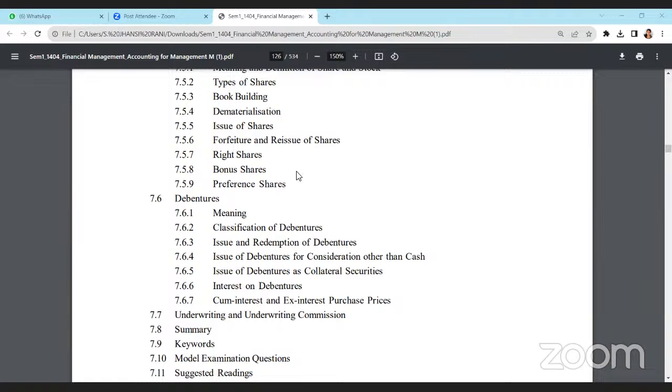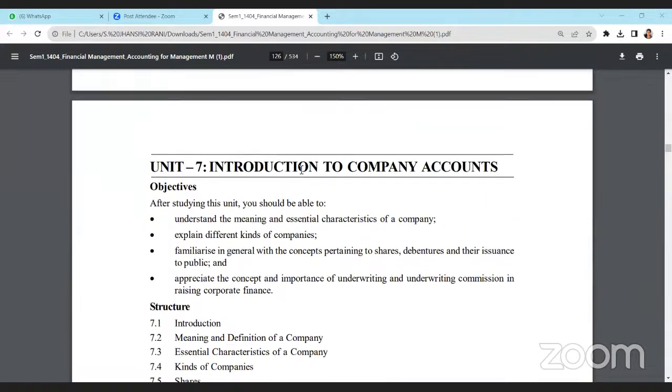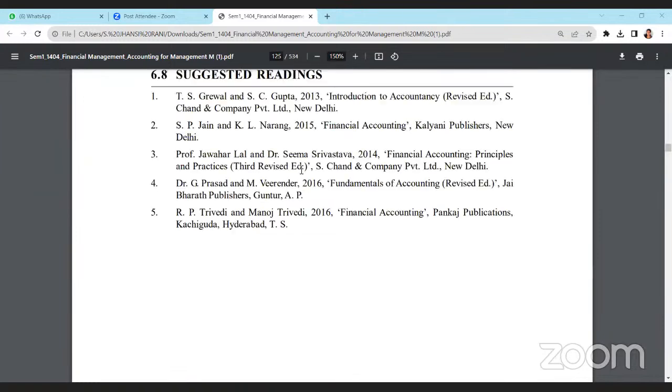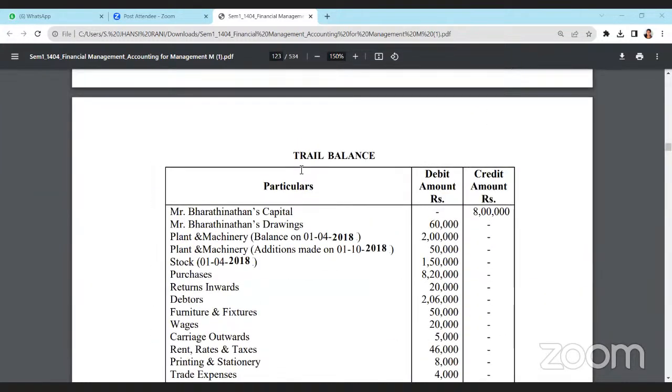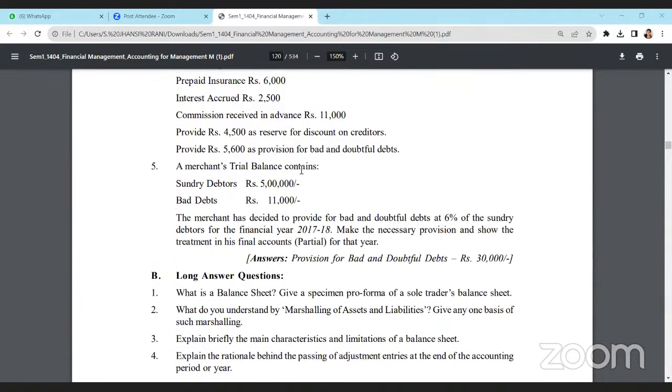In the earlier class, we discussed how to prepare the trading account, profit and loss account, and balance sheet. We also understood the different formats or methods of preparing the balance sheet under different heads. In that, we studied the horizontal way and the vertical way. So we came across three methods of balance sheet in the earlier class.